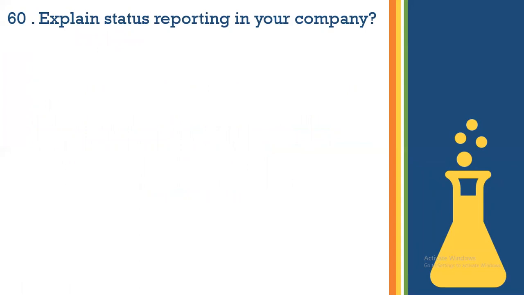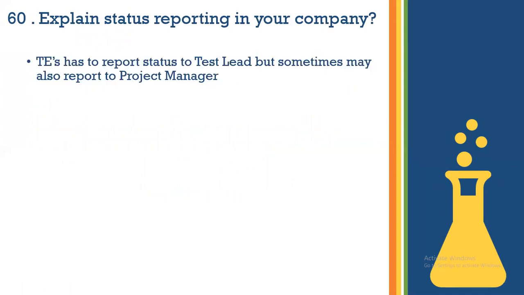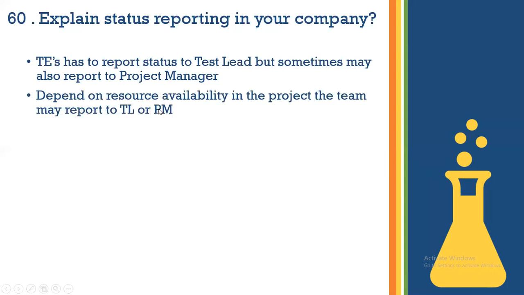Explain status reporting in your company. The testing team has to report status to the test lead, but sometimes may also report to the project manager, depending on resource availability in the project. Generally, we report to our reporting manager, the test lead. What type of status are we going to report?